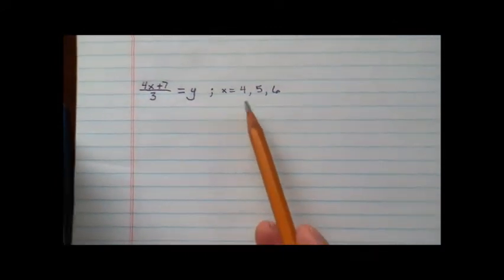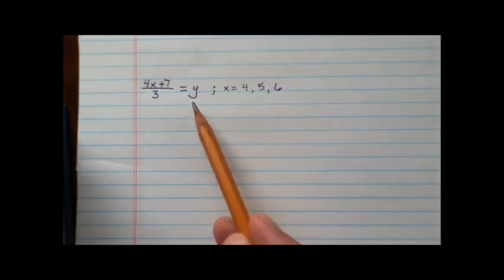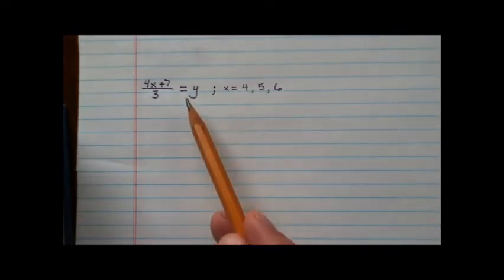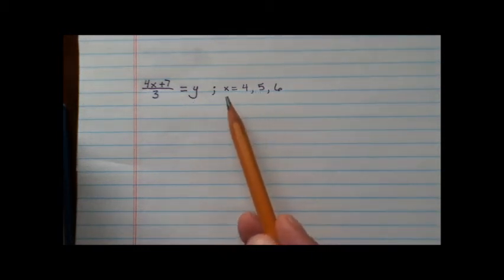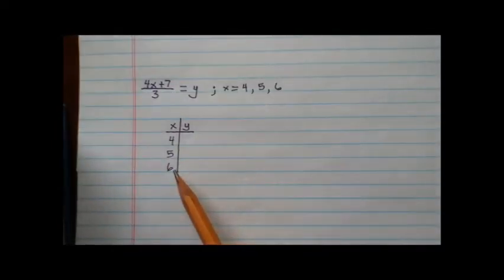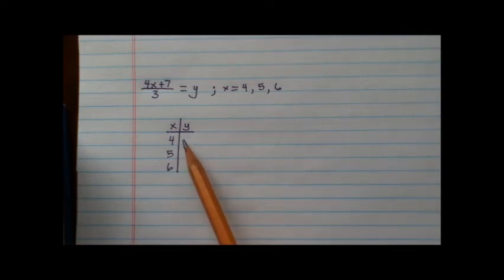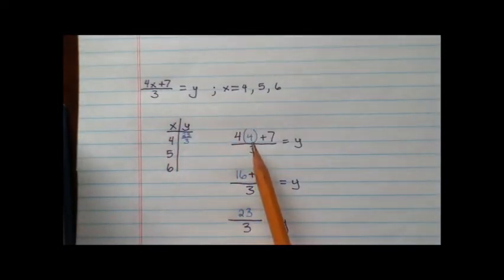Remember, the original equation had 4, 5, and 6 for x. We have our new equation over here, which is, of course, the same as the old equation, just in different terms. What we're going to do is create a chart with x being 4, 5, and 6. Now all we have to do is figure out what y is going to be when x is 4. I rewrite my equation from here down here, substituting 4 for x.